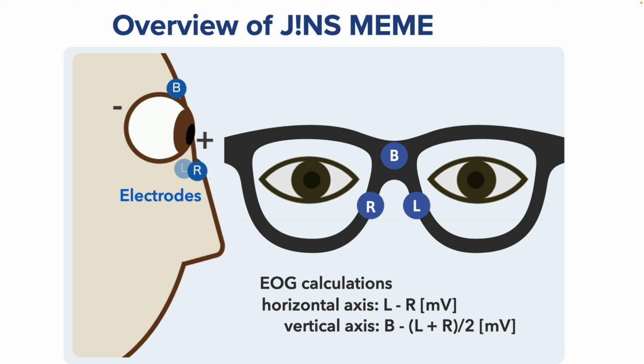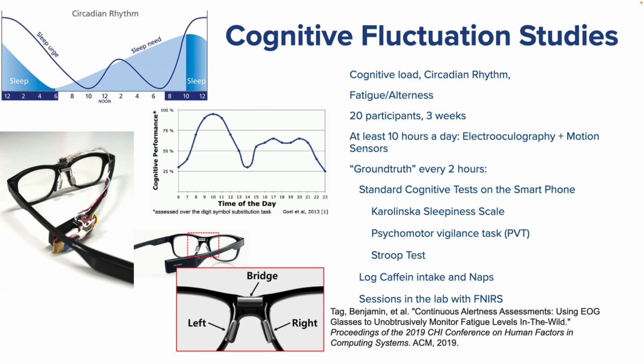You don't know where a person is looking. You get this noisy signal of left and right and up and down, and maybe you can also detect blinks. So what we did with it is we did a couple of cognitive fluctuation studies.